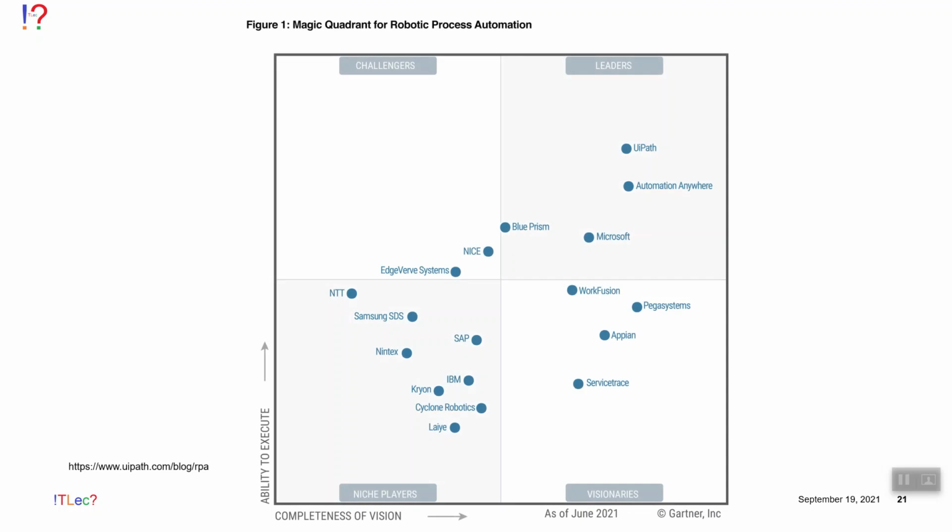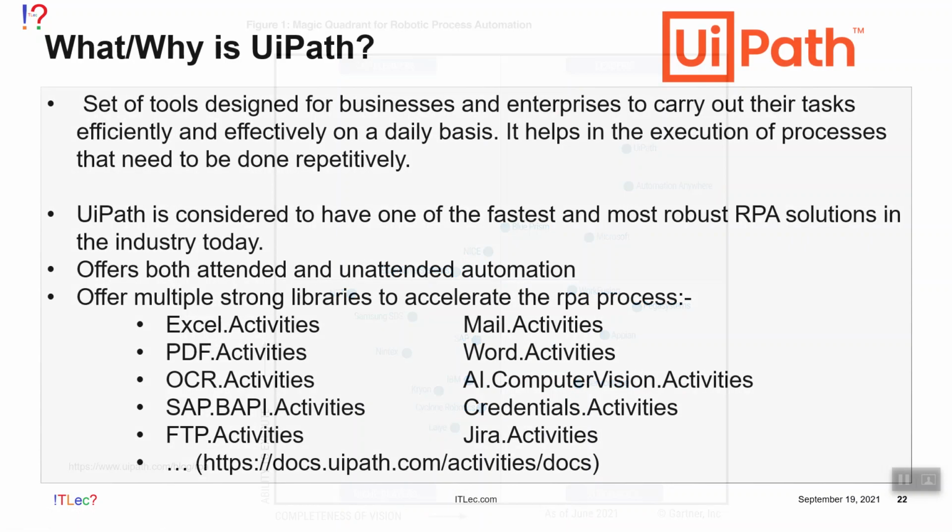Here is the recent graph from Gartner. We can see UiPath at the top, Automation Anywhere under that, Blue Prism, and Microsoft Power Automate. And I am certified as a UiPath Advanced Developer and in Microsoft Power Automate as a Solution Architect Expert.